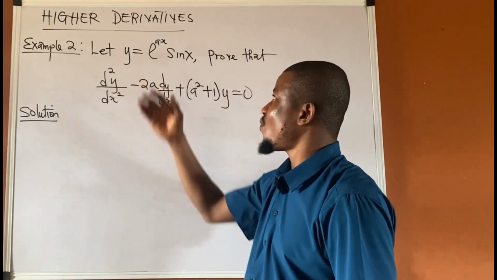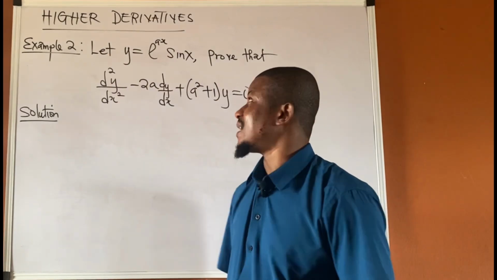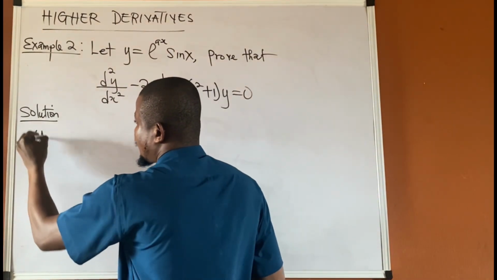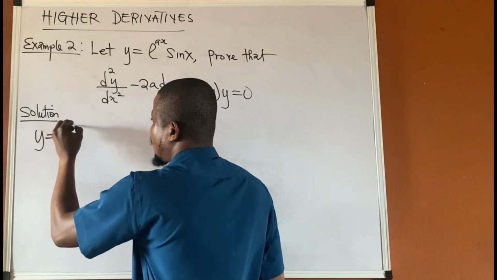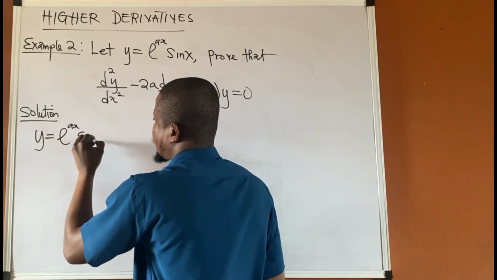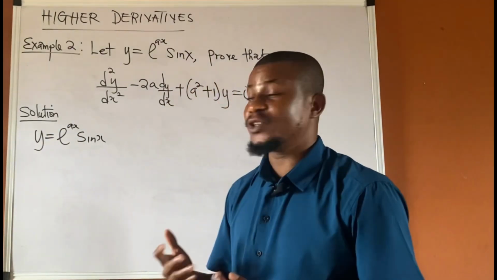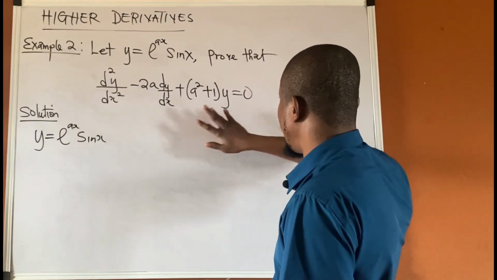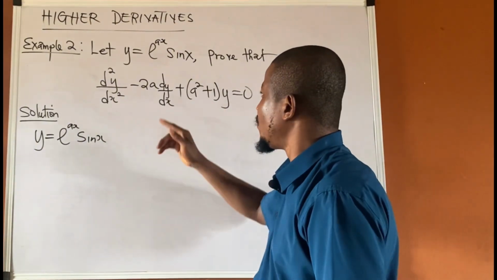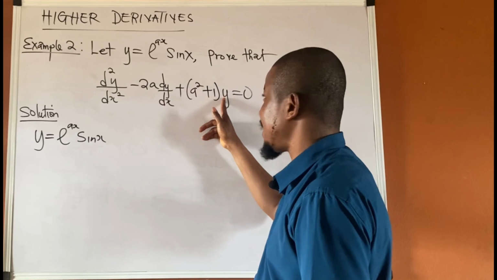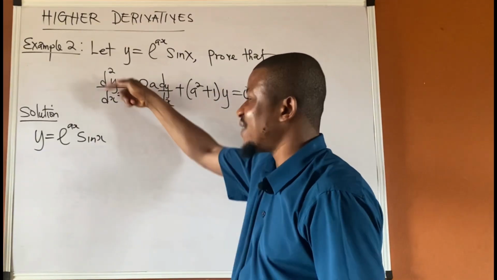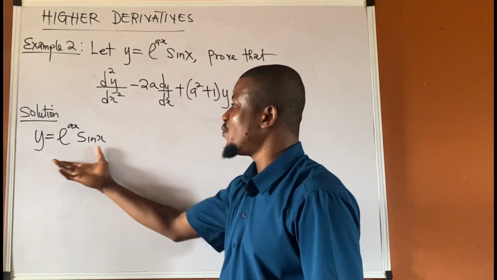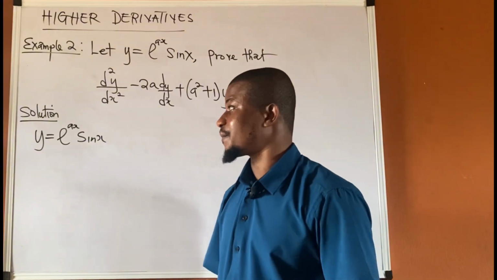Now we have the function y equal to exponential ax sine x. First, we bring that function out, exponential ax sine x. And then the next thing we do is to look at the equation we want to prove. We have our y here. We have our first derivative. We have our second derivative. And so definitely we need to find these various derivatives.